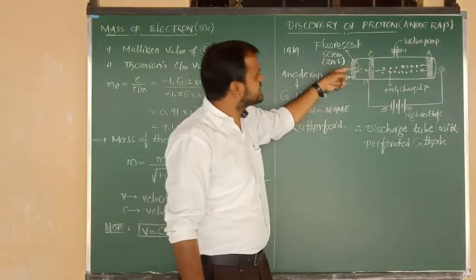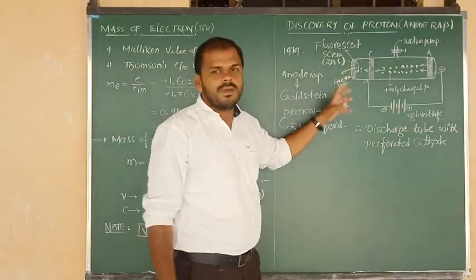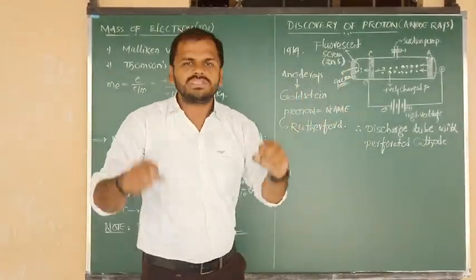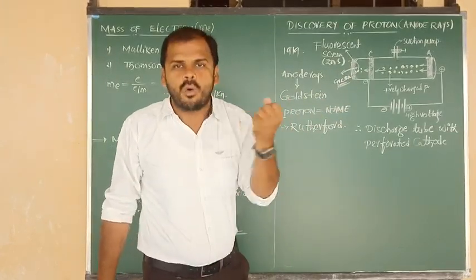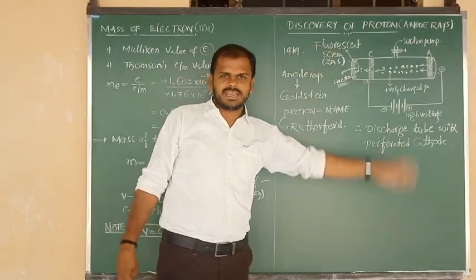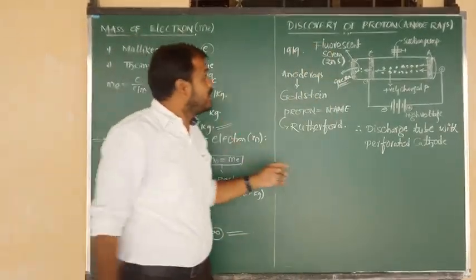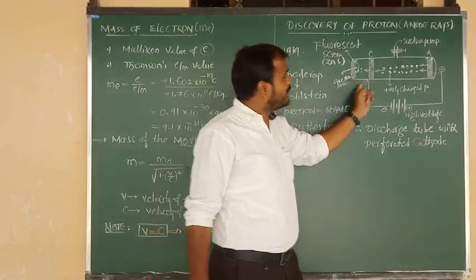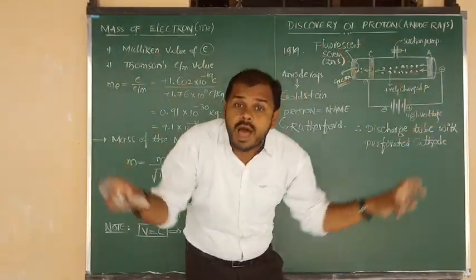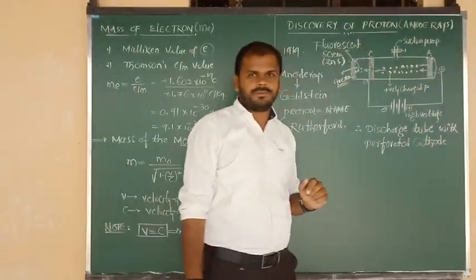So when they touch the screen, automatically from that screen we will observe a green flash of light, or simply we can say that we can observe a green glow. That is the meaning of fluorescent screen. Here the anode contains a positive sign and the cathode contains a negative sign.